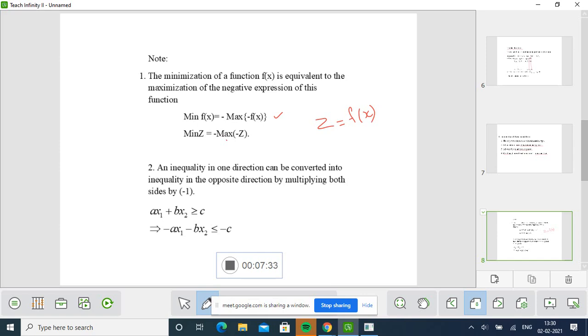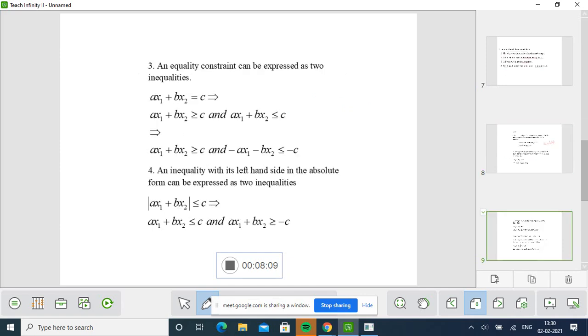Then, what is the second point? An inequality in one direction can be converted into inequality in the opposite direction by multiplying both sides by minus 1. This all of you know. If I have an equation ax1 plus bx2 greater than or equal to c, if I multiply this equation by minus 1, I will get minus ax1 minus bx2 less than or equal to minus c. I just multiplied right side and left side by minus 1, so I am getting this.